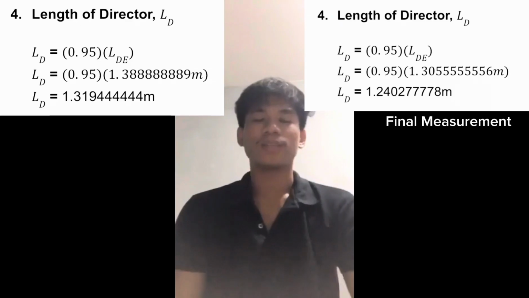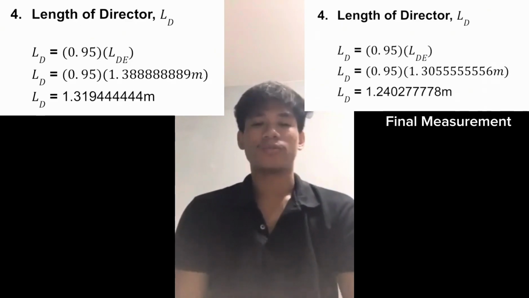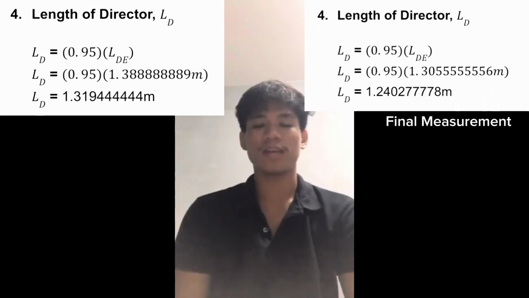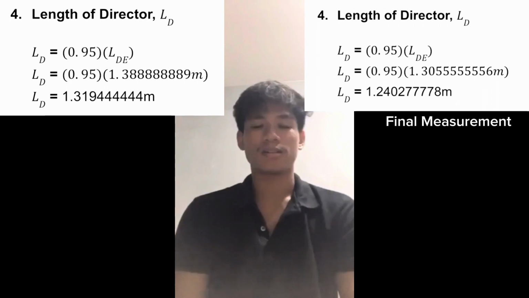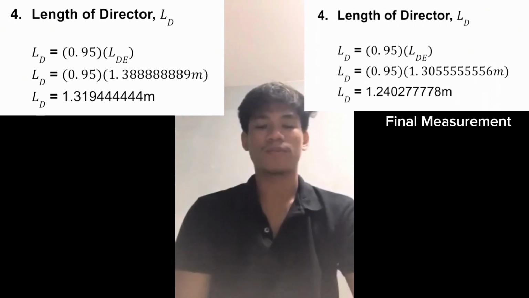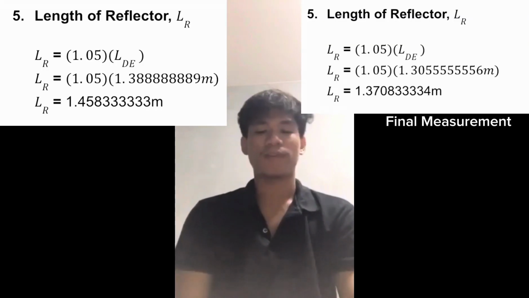To find the length of our director, we need to multiply 0.95 times the LDE, which is the driven element. So 0.95 times 1.388888889 meters, and the answer is 1.319444444 meters.